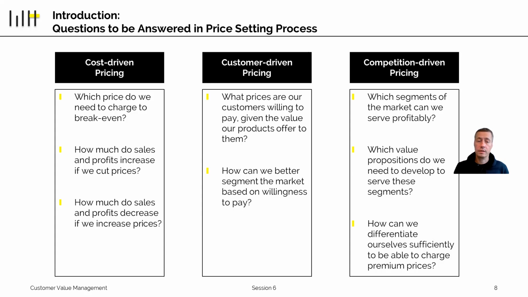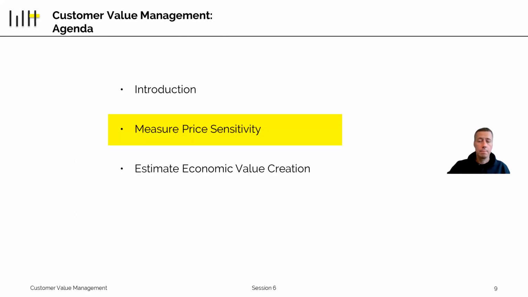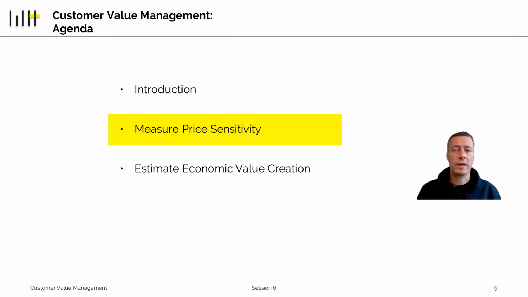For customer-driven pricing, there is the question of willingness to pay. How much are our customers willing to pay? And how can we segment the market based on willingness to pay? And for competition-driven pricing, there is the question of our value proposition, of segmentation, and how we differentiate ourselves from our competitors in order to ensure that we can charge premium prices. We will cover all of these points in one way or the other in the next 4 sessions. And we start by talking about one issue in the domain of customer-driven pricing, namely, how can we measure price sensitivity or willingness to pay?